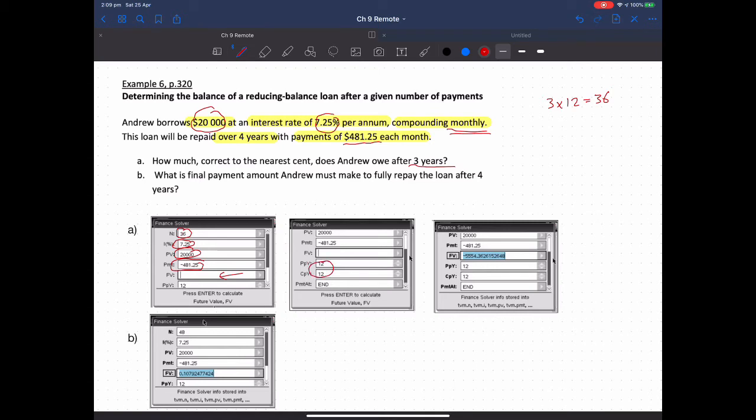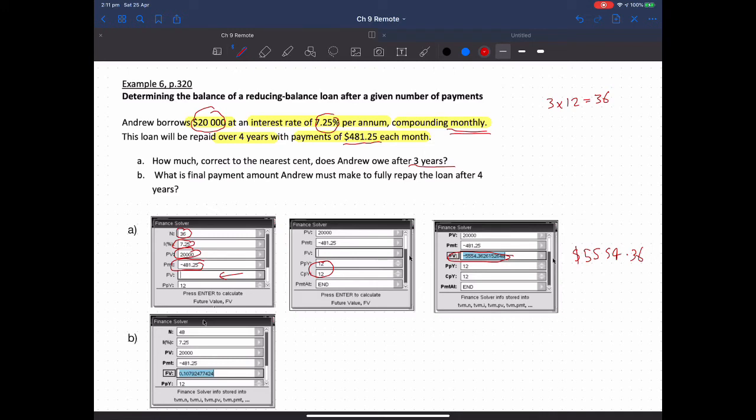So move into the FV, press the enter key. You'll see it has given you a number there. That number obviously goes to many decimal places. So it is $5,554.36 that he owes after 3 years.